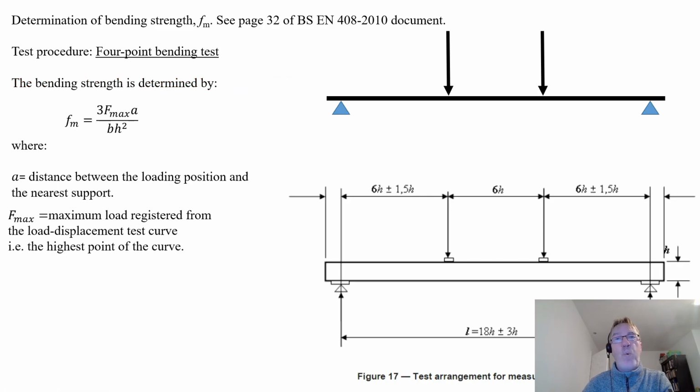And then, quite simply, we will have Fm equals 3 times Fmax times A, all divided by breadth times height squared. That then gives you the Fm, or the bending strength of that timber.